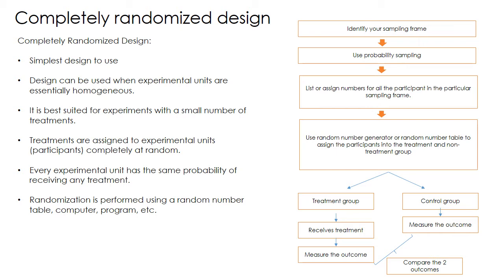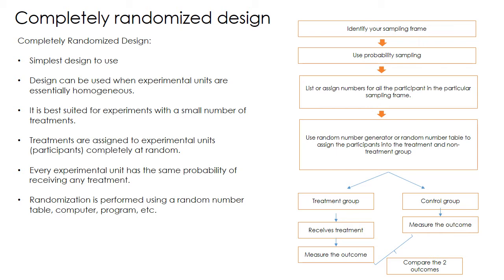Okay, so in a picture, we have a list of participants, we assign them numbers, and then we put all these numbers into a box, and then we pick one at a time, and the first one goes into treatment, and you pick the second one, and that participant goes into the control group until you are done with all the numbers you have in the box, or when you reach your required sample size.